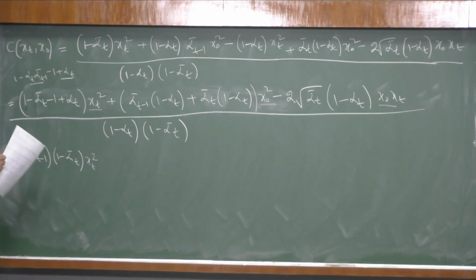So why did I do that? So yeah, xt squared, if I take common, then 1 minus alpha bar t is there, and then minus 1 is there, then plus alpha t is there. So okay, so this should get cancelled, right? Alpha bar t minus 1 will be taken common, and then x naught square is there.